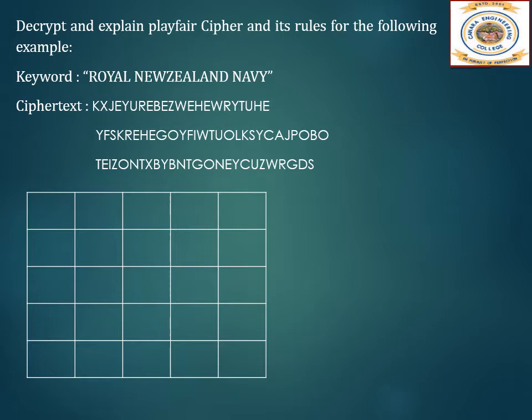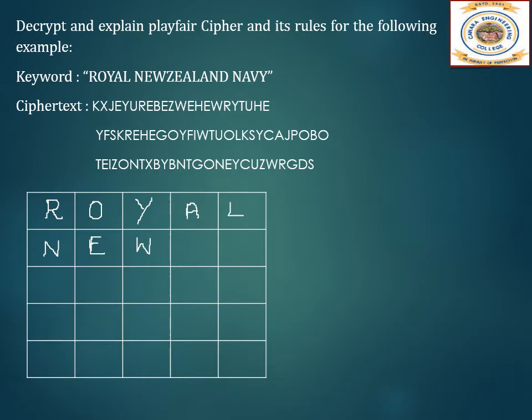So first here I have to enter it as R. So next is O. After that it is Y. Then we have A. Then we have L. New Zealand. N. E. So now we are done with the E. So next is W. So let me enter W over here.